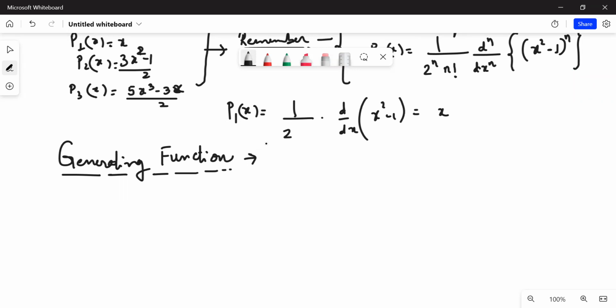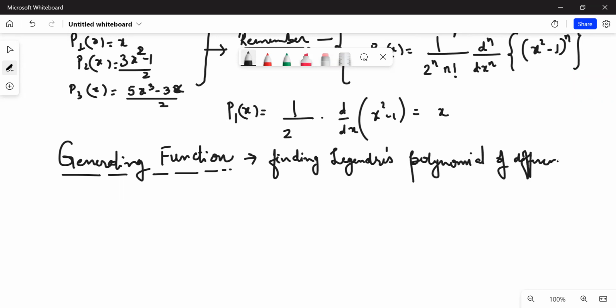So this will help you in finding the Legendre's polynomial of different order. So the natural inquiry is how. The important part is that one needs to remember that there exists a function, I can write g. Don't get confused by the Green's function. This is generating function in general. Okay, so this is your generating function.